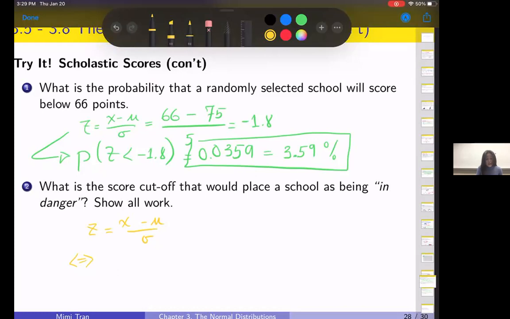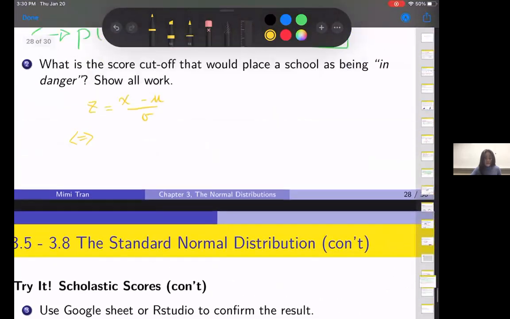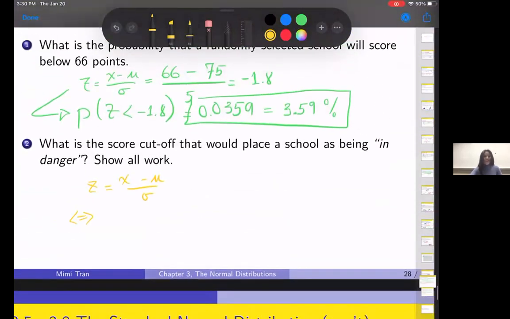So we want X. I have mu, I have sigma. In order to solve for X, I need Z. How do I find Z? Remember the reverse process: given the probability, you can find Z from the table. So let's do that. I'll show you how to do it in R and in Google Sheets later, but right now just do it by hand, so you appreciate what the machine did for you. All right, on the table, I'm going to share my screen so you can see what I'm doing.